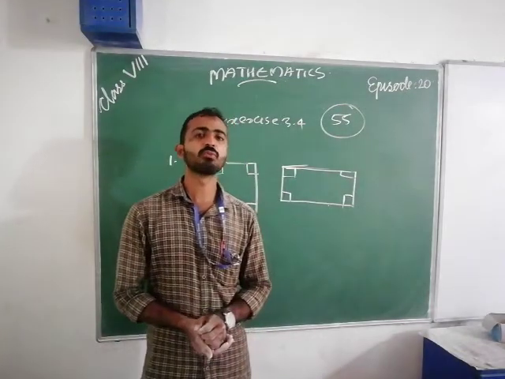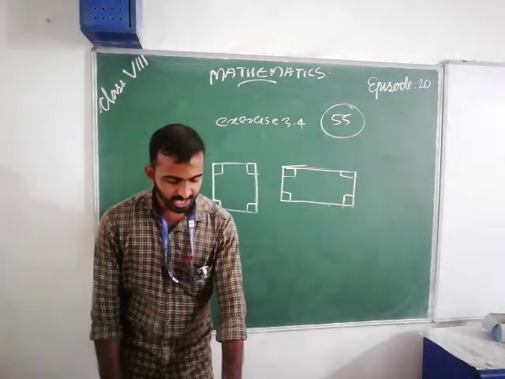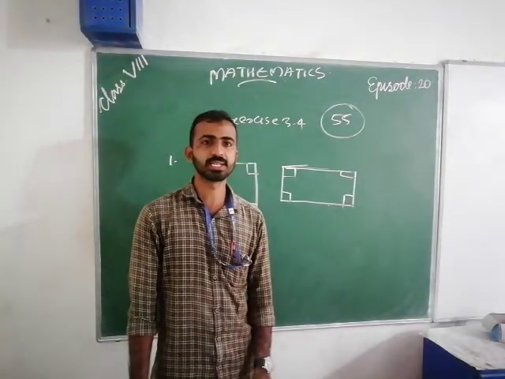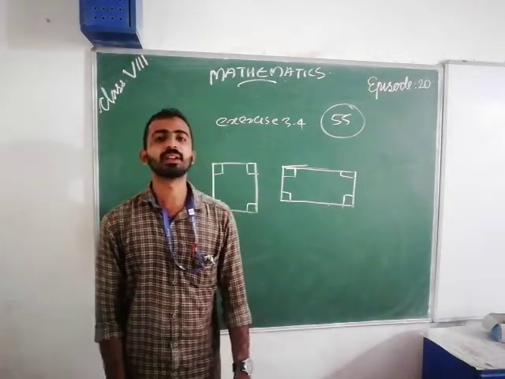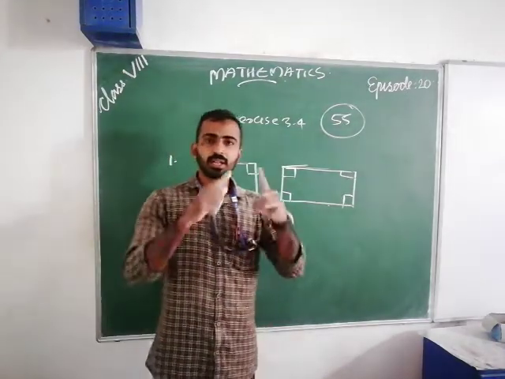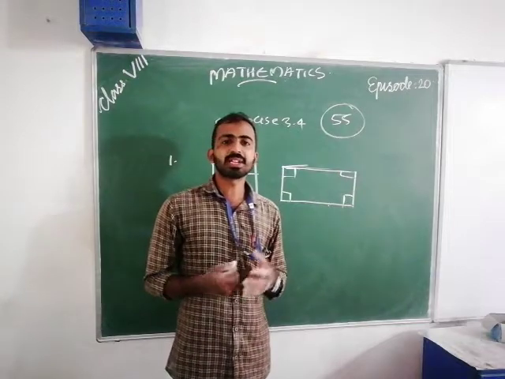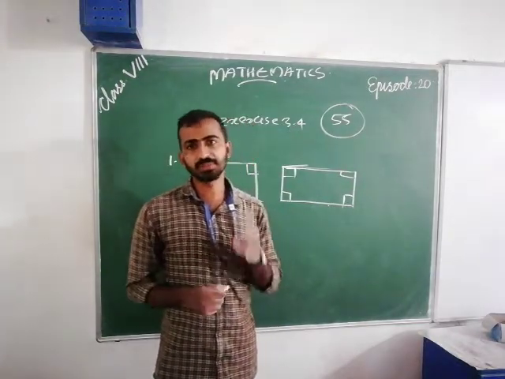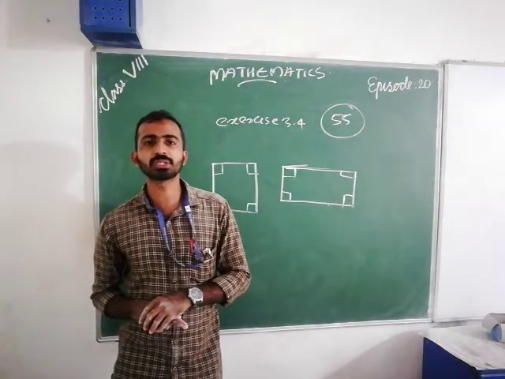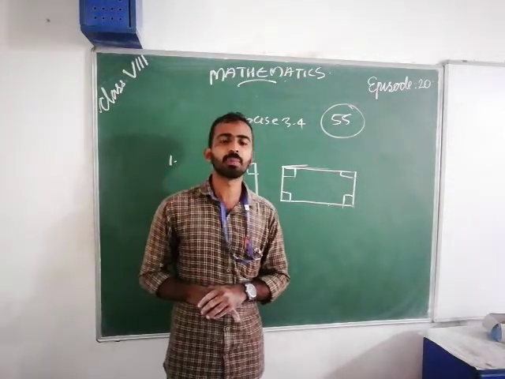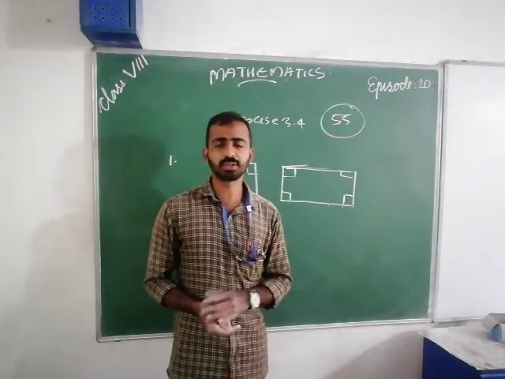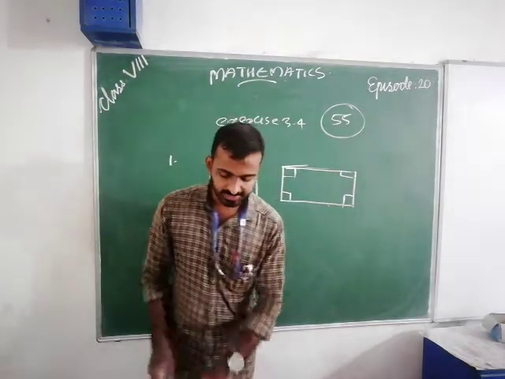And F: all rhombus are kites. Yes, we can say all rhombus are kites. In a rhombus all sides are equal. In a kite, we want one pair of sides equal. Here all sides are equal, so that is no problem. That is true.